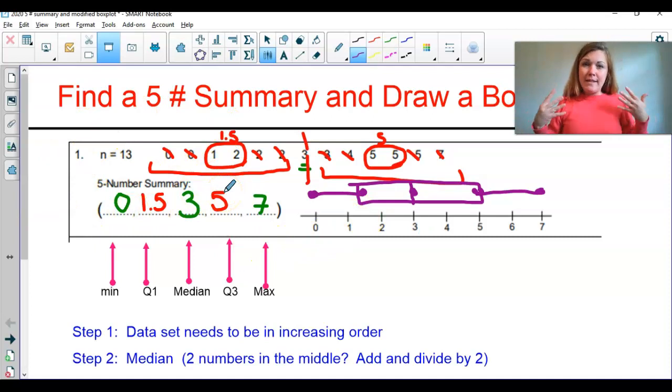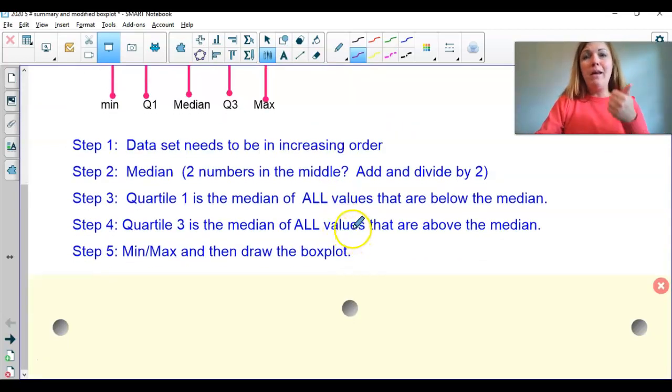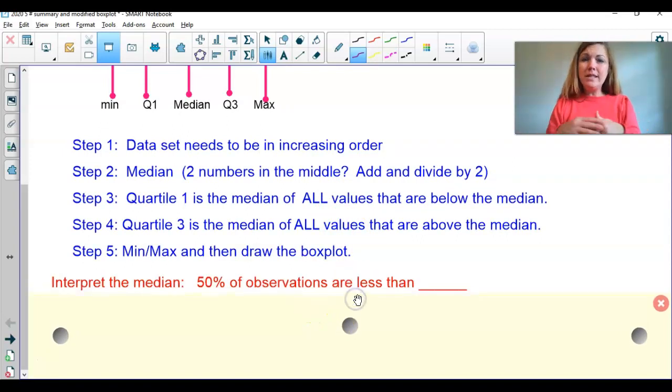Now, one thing, statisticians are more than just number crunchers. They can interpret what's going on with these numbers. If someone said, well, what does that mean for the median? So you need to be able to interpret what is a quartile 1, what is a quartile 3, the median, IQR. Let's start with the median.